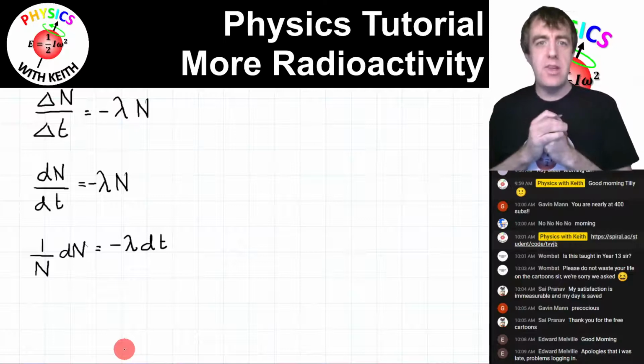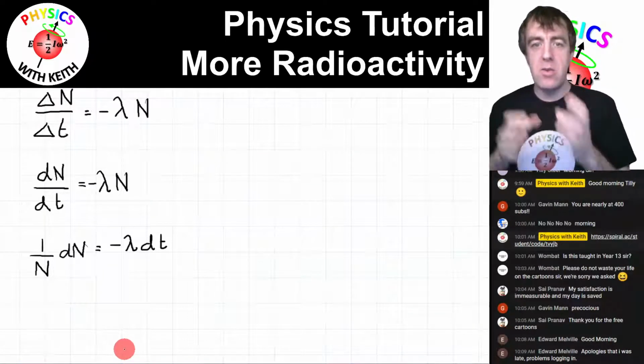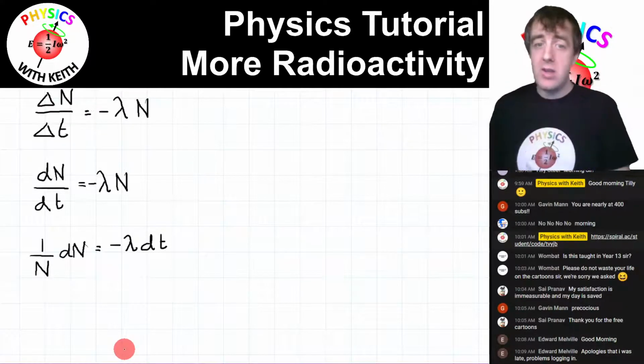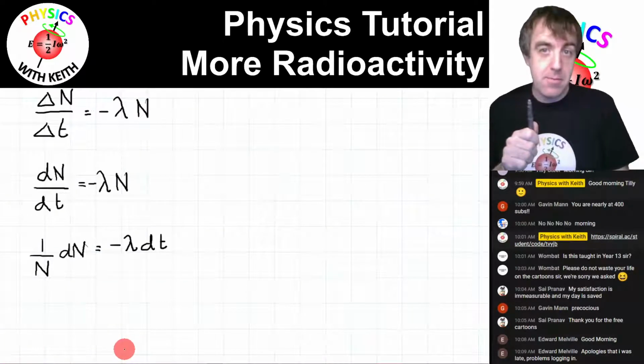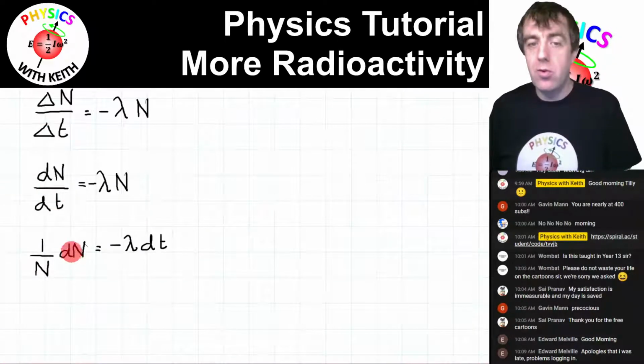So there we go. We have this 1 over n dn equals minus lambda dt. So I've just rearranged that equation. And now is the clever bit. I add up all these little chunks.